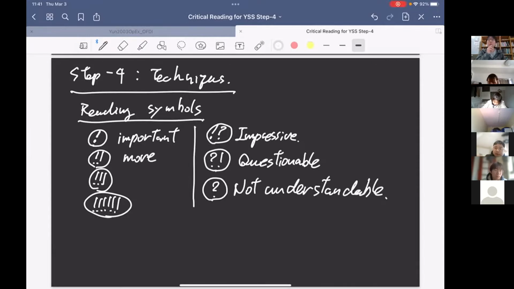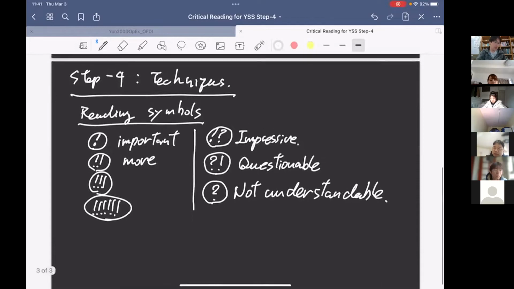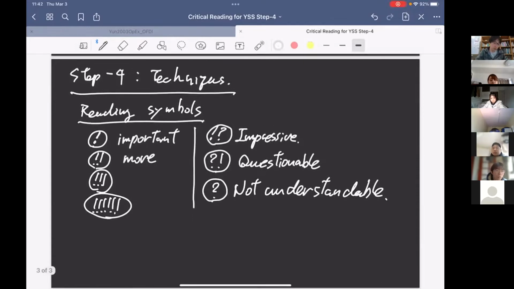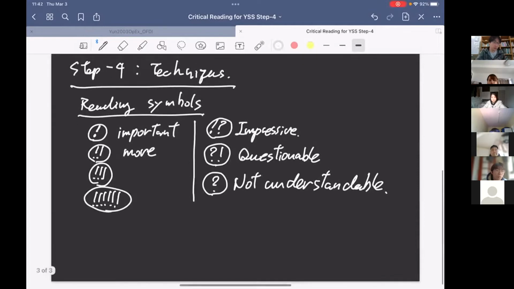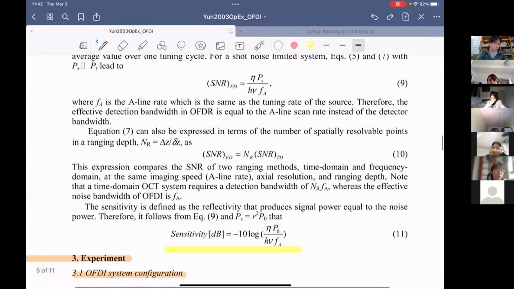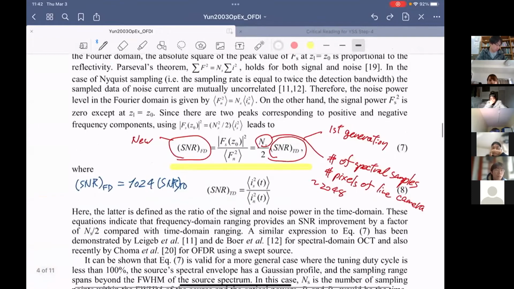Sometimes the author might be wrong, but sometimes simply, I don't understand, I cannot understand. Okay? So these ones are symbols you can use to make a focus on a paper. And then there are several others to aid to read the papers. Let me check some examples.